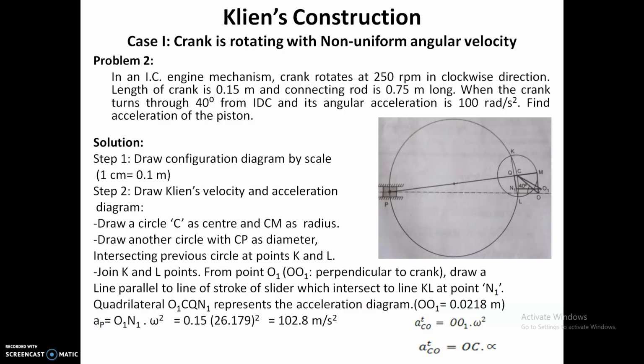In this way, you have to solve the problem where the crank is rotating with non-uniform angular velocity. Almost 90% of the method or construction is the same as we have done for case number 1. The only change is OO1, that is the tangential component of the crank. It somewhat changes the formula because of this O1. So I will say it's over. Thank you.